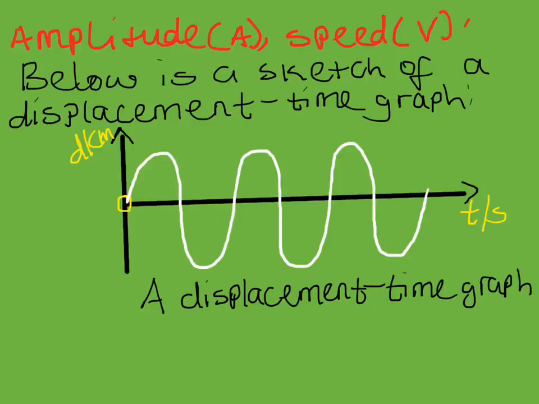Now, taking a look at the displacement time graph in front of you, you have the displacement on the vertical axis and you have the time on the horizontal axis. Displacement in centimeters, which can also be in meters, and time in seconds. The wave starts from the initial position, that is 0.